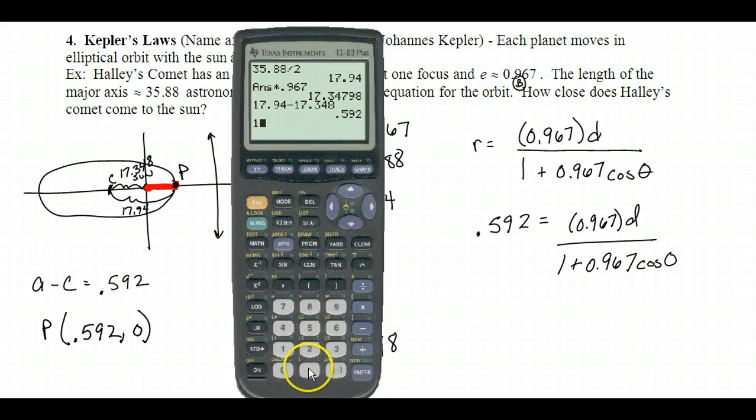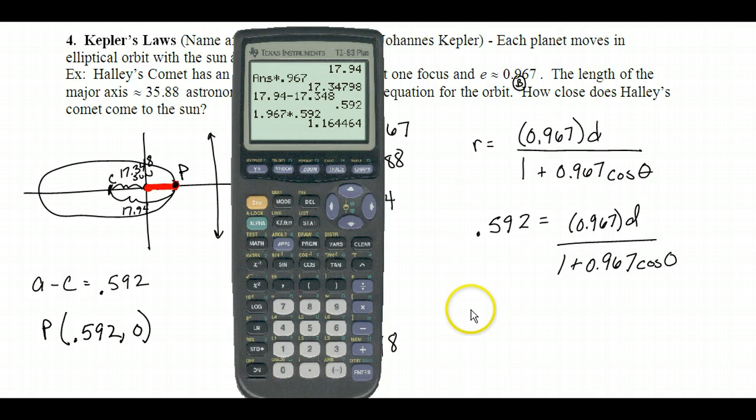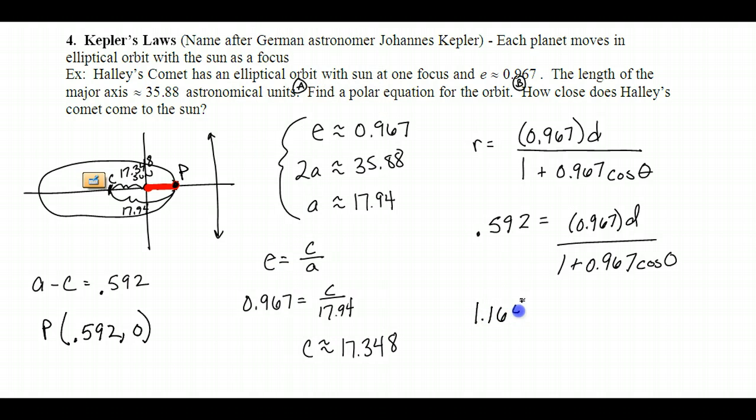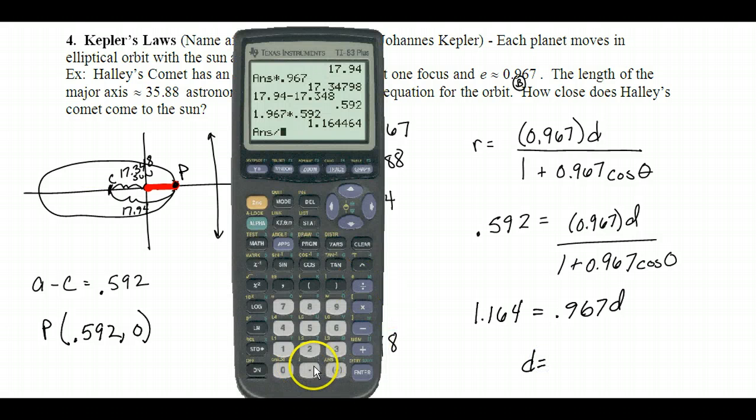So I have 1.967 times 0.592. So I know that this side is 1.164. That's equal to 0.967D. I can solve for D very easily. So divide it by 0.967. D is, I should say approximately, 1.204.